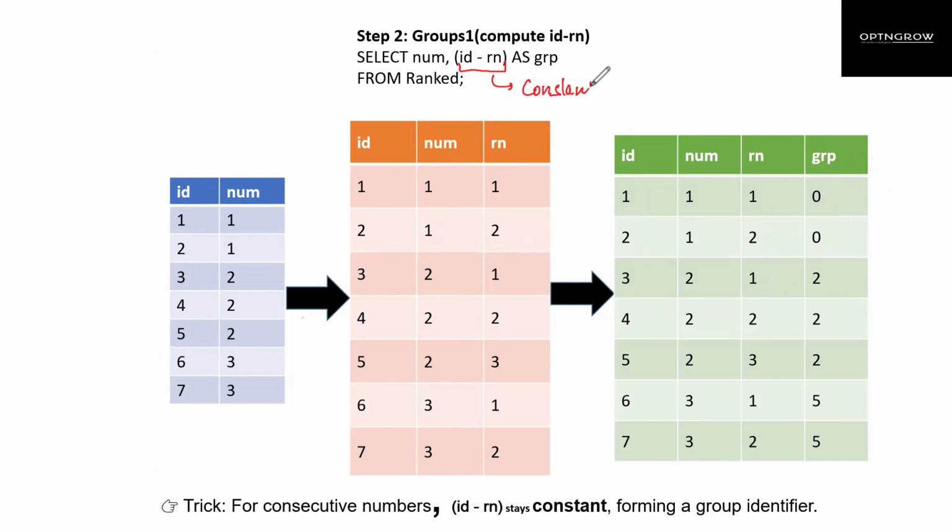It will always stay constant for consecutive numbers. So if you see over here, we have consecutive numbers, and this is constant. We have consecutive numbers again, this is constant, and so on and so forth. Now, why is it so?